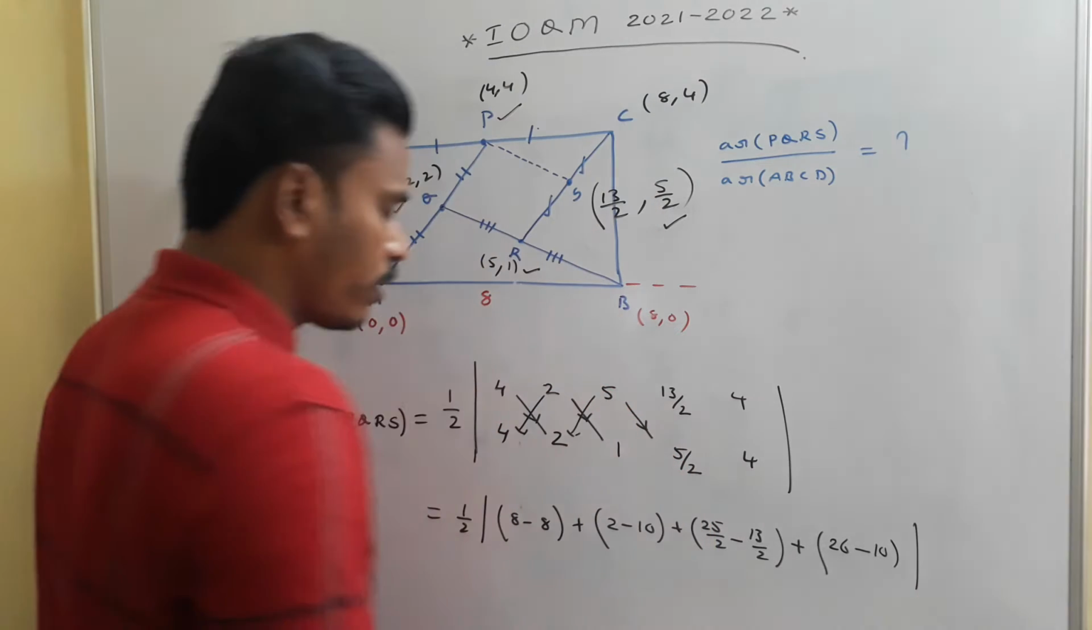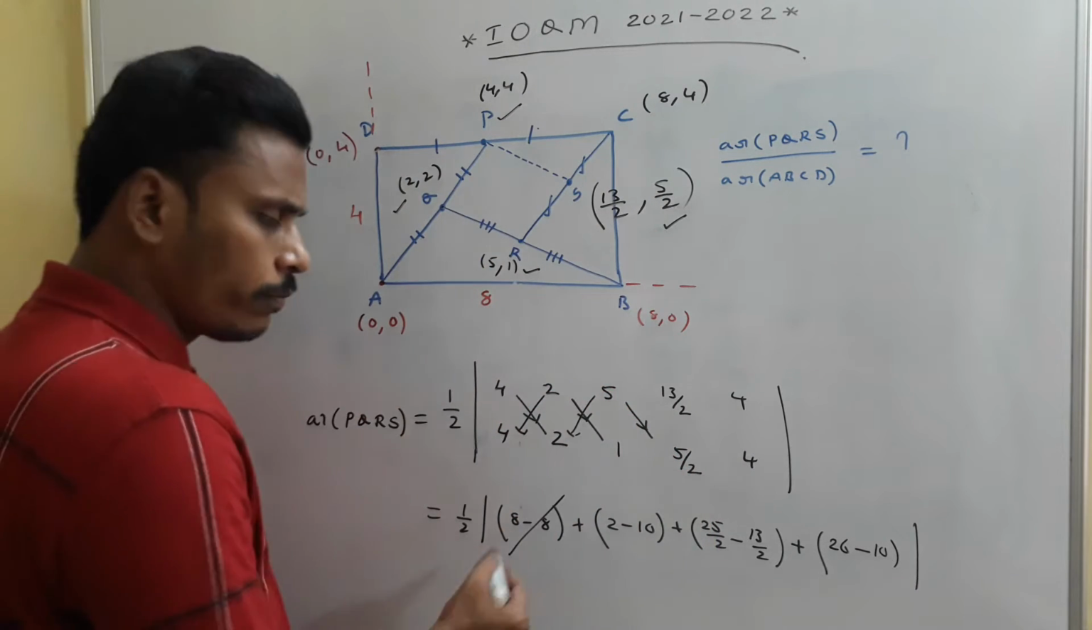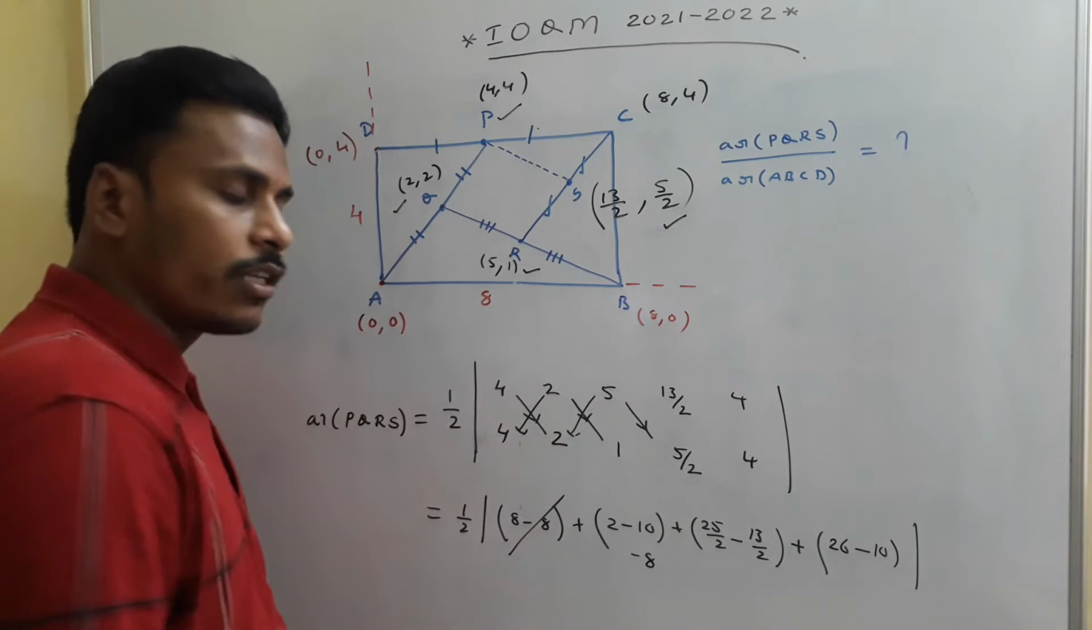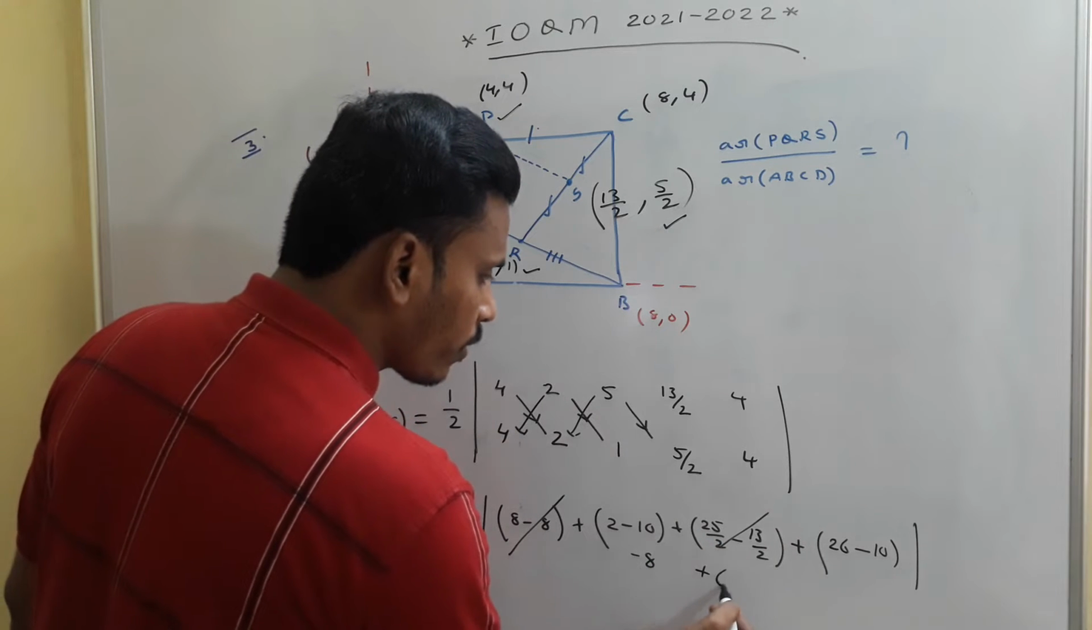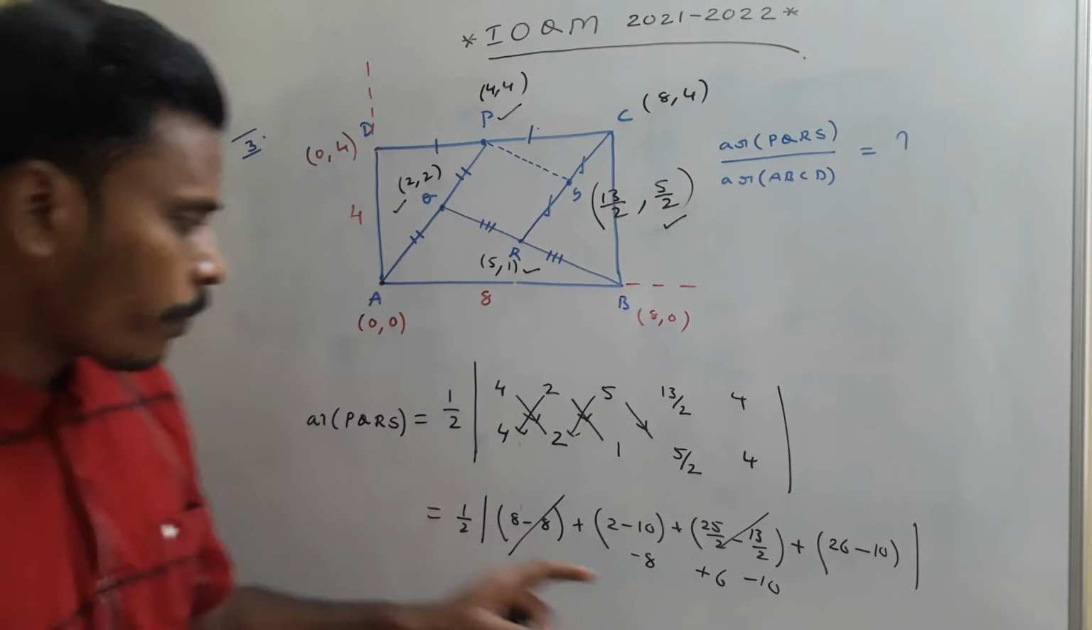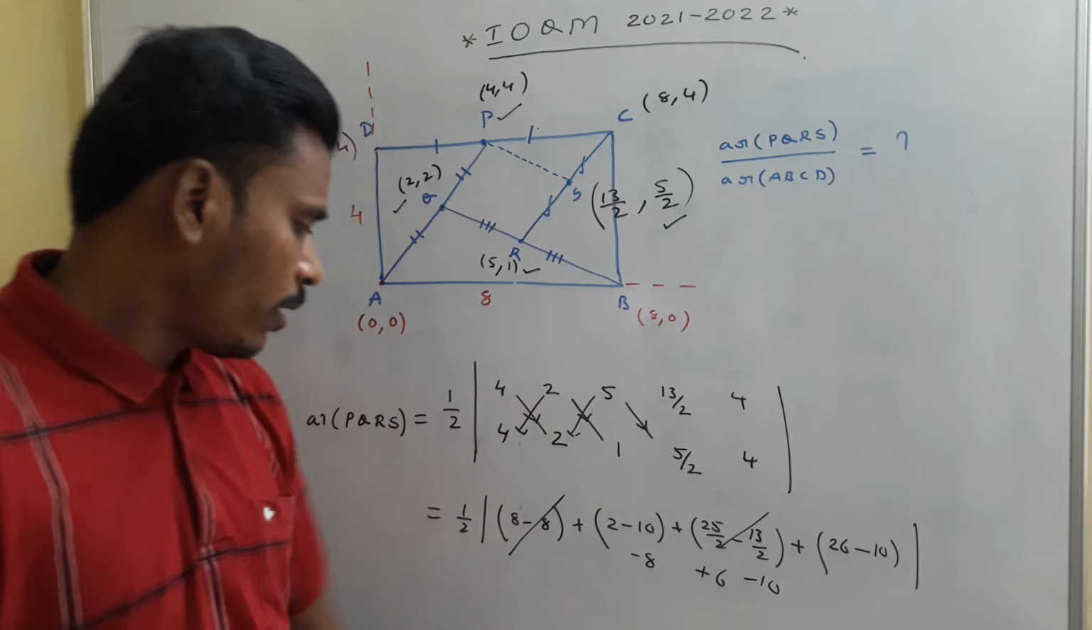You need to calculate this. This is 0, leave it. 2 minus 10 is minus 8. This is 25 minus 13 is 12, by 2 is 6, this is plus 6. And then 26 minus 10 is minus 16. And you think about this, 6 minus 18.